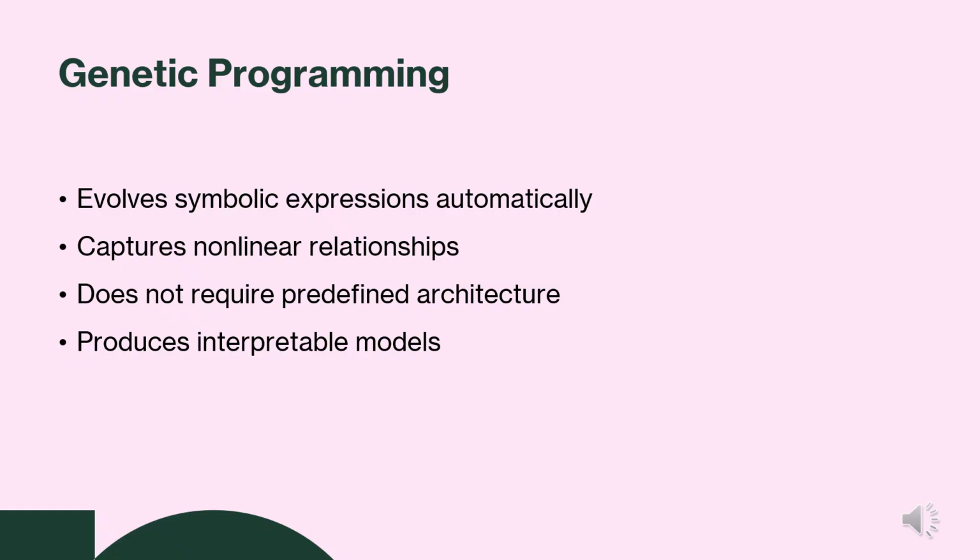Now, looking at GP's advantages, there are several reasons why GP is suitable for this task. First, it can automatically generate symbolic expressions without us needing to define a fixed model structure beforehand. It naturally captures nonlinear interactions between features. It also produces models that are interpretable, meaning we can look at the final expression and understand how it makes predictions. Overall, GP gives us a balance of accuracy, flexibility, and transparency.